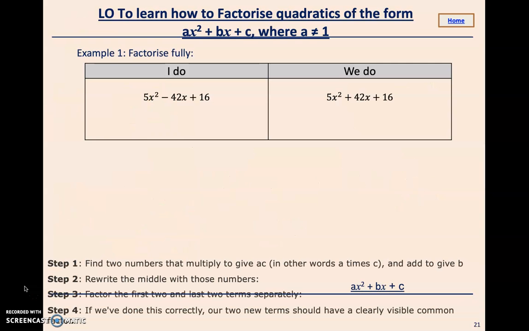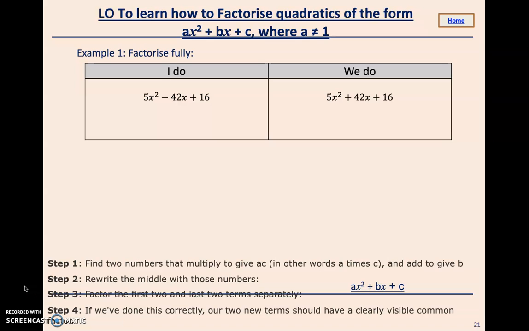So there's your LO at the top of the page, and we have our success criteria, which is down at the bottom. So what we're looking at is how to factorise quadratics of this form, where the coefficient of our x squared term is not equal to 1. So let's have a look.